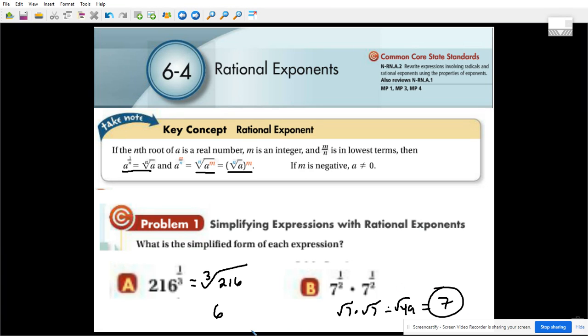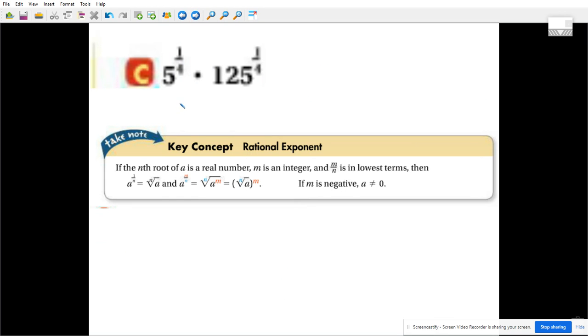Okay, so again, we're going to do a lot of rewriting in this section, and it really stems from this right here: a to the m over n is equal to the nth root. I always say the denominator goes in the index, and we're just going to use whatever method helps us solve this.